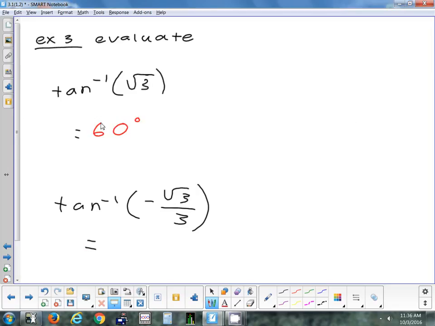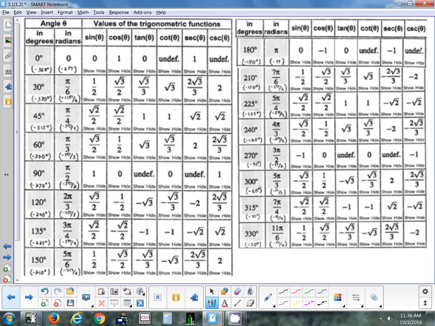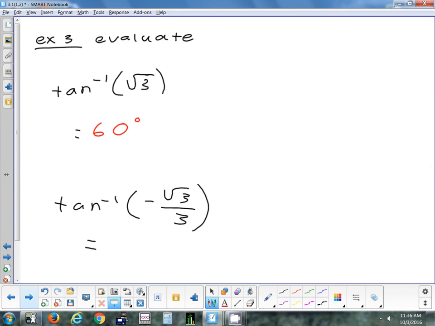In fact, if you look at your chart, look at what happens if you try to do tangent of 90. It says it's undefined. Tangent will never equal 90. All right, and the last one. How about inverse tangent of negative root 3 over 3? Negative 30. So that one's on the back, almost at the bottom. Yeah, looks good.